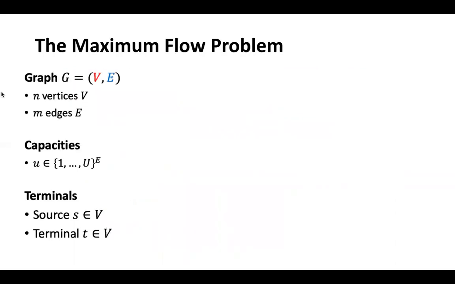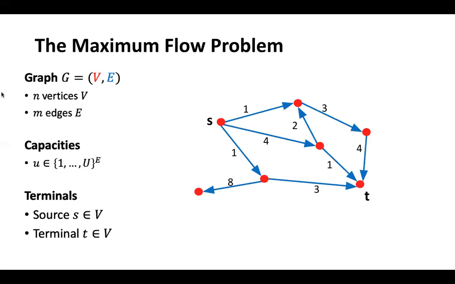I'll start by introducing the max flow problem. The max flow problem is: given a graph G with n vertices and m edges and capacitated edges, you want to send maximum flow from some source vertex S to a sink vertex T. As an example, let's consider the following graph with the source and terminal marked, all the vertices and directed edges with capacities.